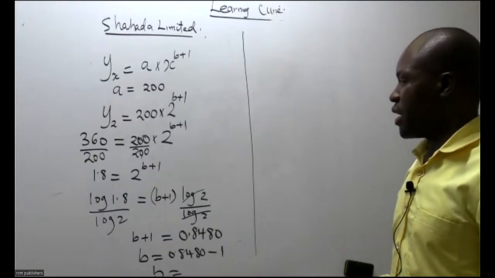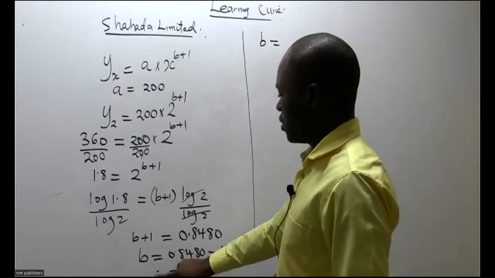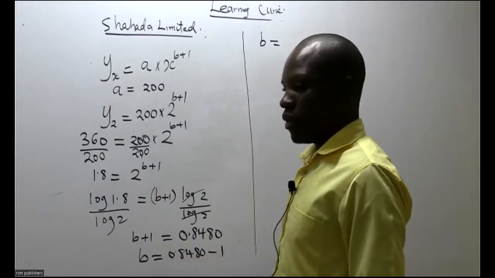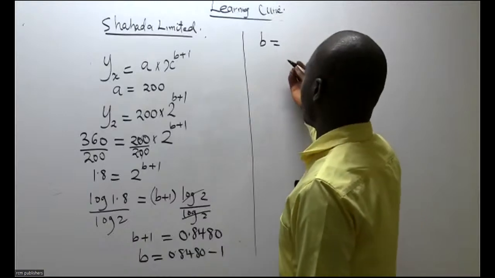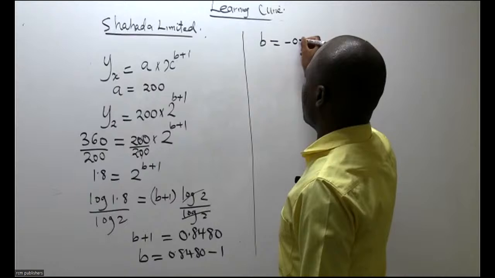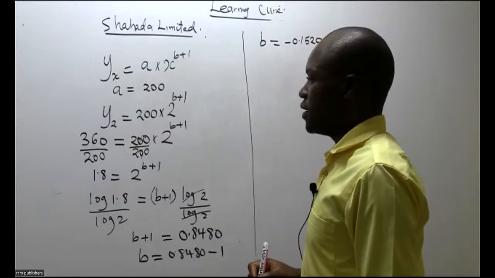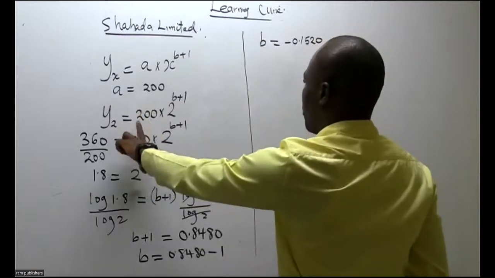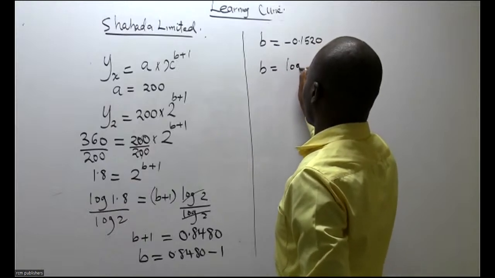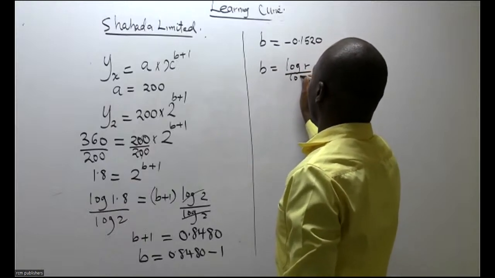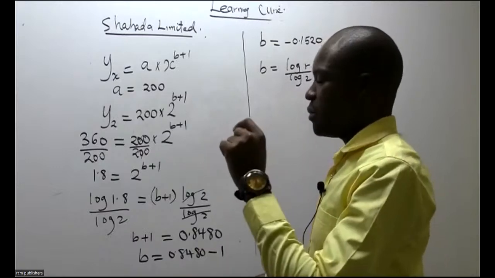The value of B, are we getting the value of B? The value of B is negative 0.1520. That is what we are getting, is it? Now come to our formula, which we said, how do we get B? B is equal to log R over log 2. Is it? Log R divided by log 2.